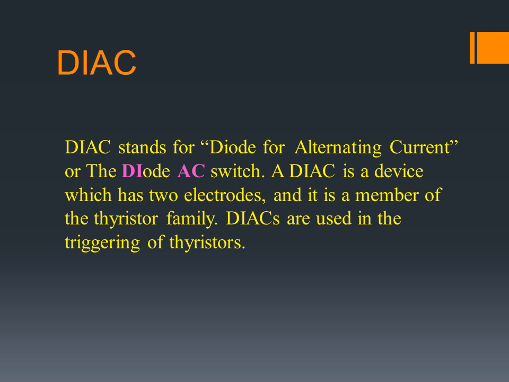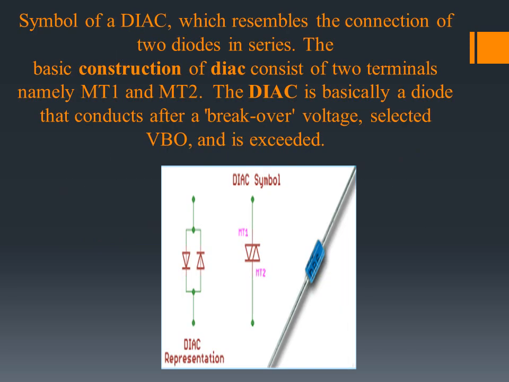It is a device having two electrodes and it is a member of the thyristor family. The diacs are used to trigger the SCRs or thyristors. Here you can see the symbol of the diac, which resembles the connection of the two diodes in series. The basic construction of the diac consists of two terminals, namely MT1 and MT2. The diac is basically a diode which will conduct after the voltage up to a breakover voltage is reached.